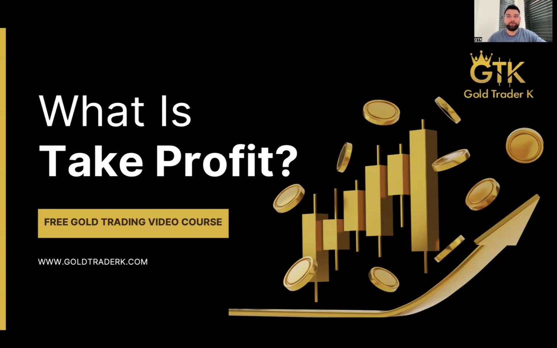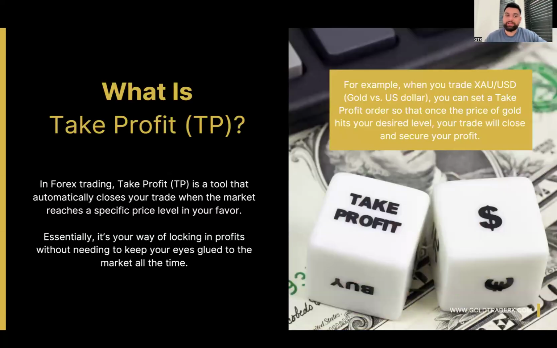This video is about take profit. Now, what is a take profit? In Forex trading, take profit, also referred to as TP, is a tool that automatically closes your trade when the market reaches a specific price level in your favor. Essentially, it's your way of locking in profits without needing to keep an eye glued to the markets at all times. For example, when you trade XAU, which is gold versus US dollar, you can set a take profit order so that once the price of gold hits your desirable level, your trade will close and secure your profits.